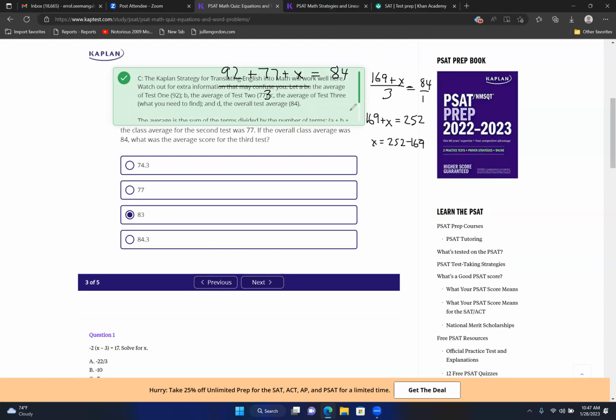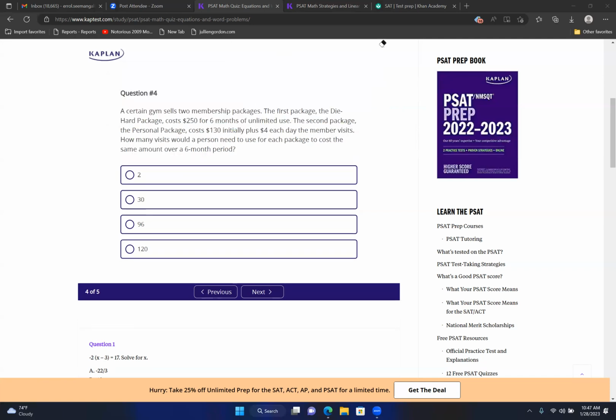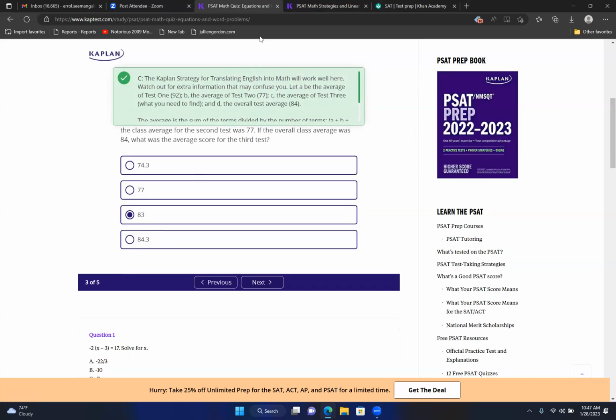You might get a question like this on the test. They give you the first two averages. They don't tell you what the third average is, but they tell you what the overall average is. So then you just work backwards. Let's check this for real. If you added up the 92, the 77, and the 83, does that equal 84 average? Yes. So that's a quick way of checking.